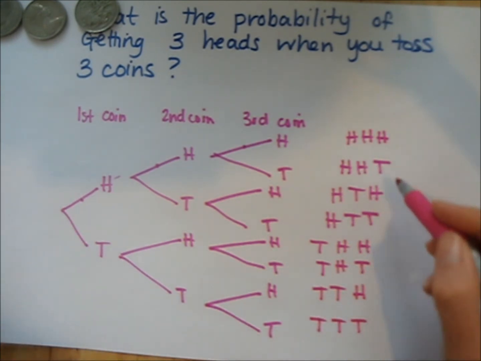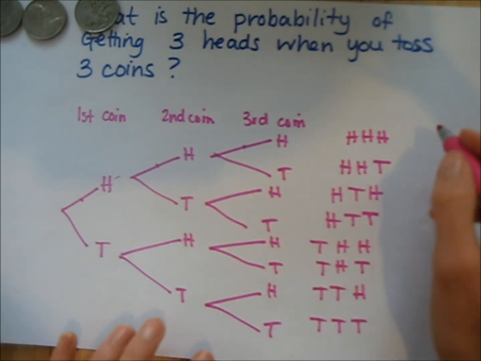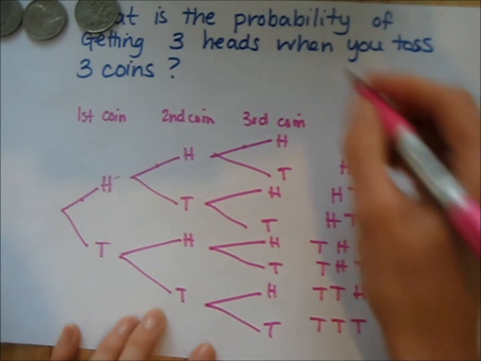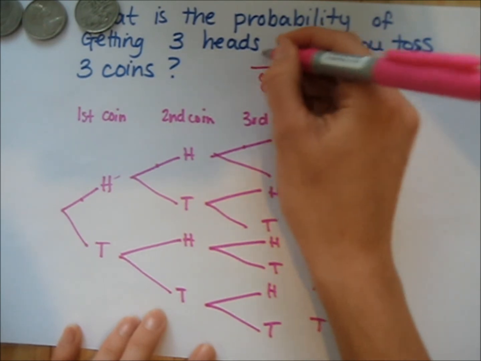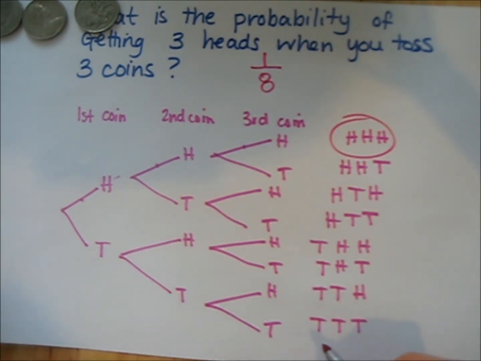So these are all the different possible combinations that we could get when we toss 3 coins. So this tree diagram gives us an organized way of keeping track of all the combinations. So we have got 8 outcomes, and only one of them gives us heads, heads, heads. So we only have a 1 in 8 chance of getting 3 heads.